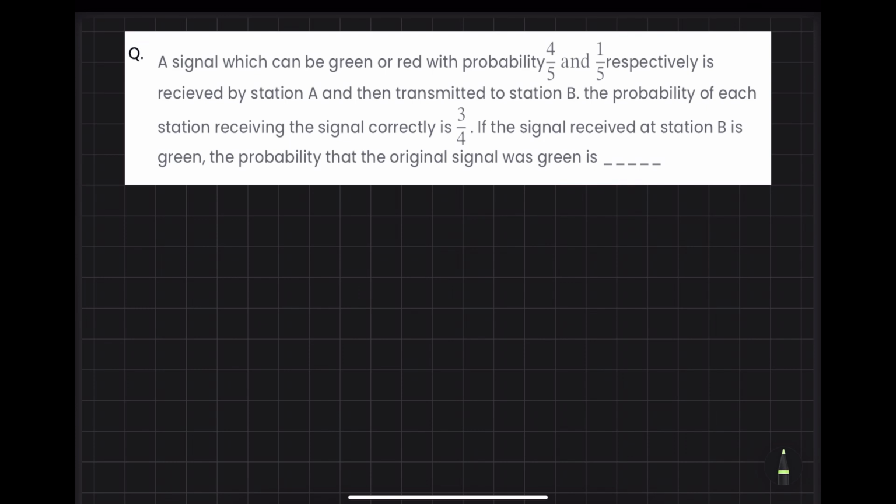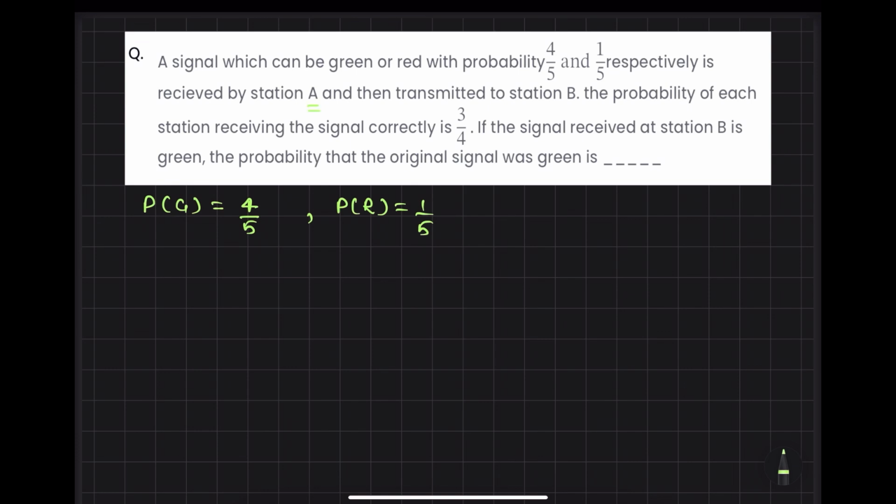So, we got a wholesome new problem which says a signal which can be green or red with probability this and this. So, look at this. Probability of getting green signal is 4 by 5. Probability of getting red signal is 1 by 5, respectively, is received by A.